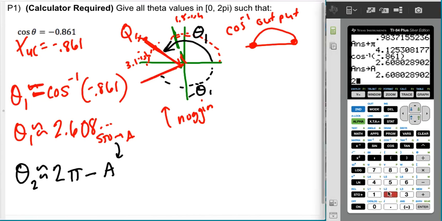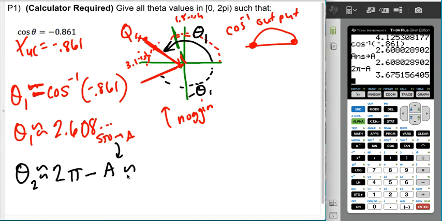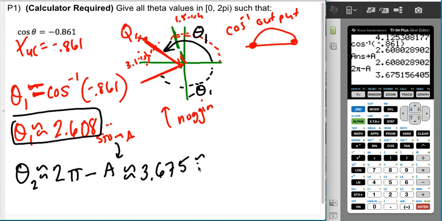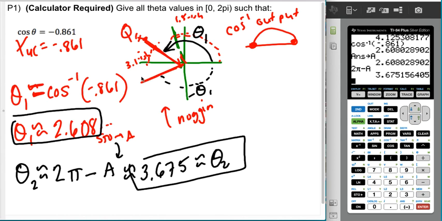So if I do 2 pi minus A, oh, that's not an A, my bad, I should get that this is approximately 3.675, right? So these are my two answers, this guy and this guy. And you can check logically that that makes sense. This is about 3.14, so sure enough, it makes sense that this is like 3.6. All right.